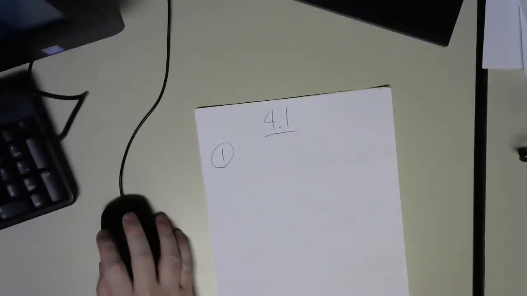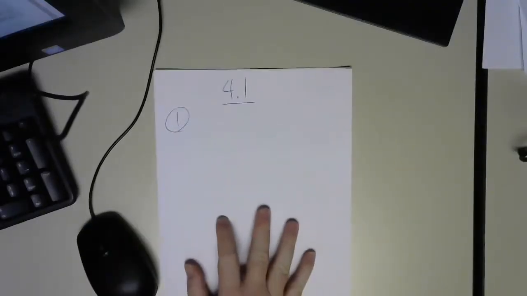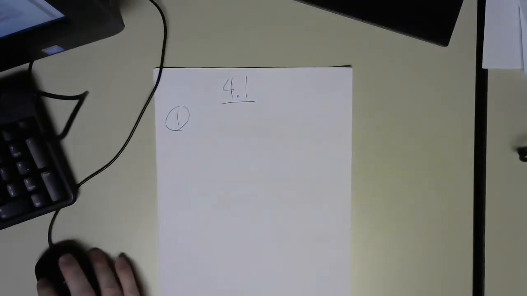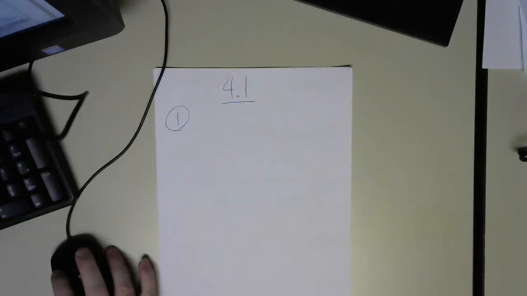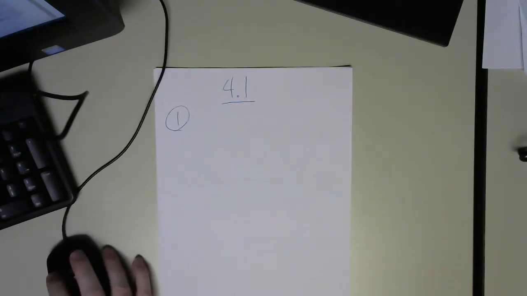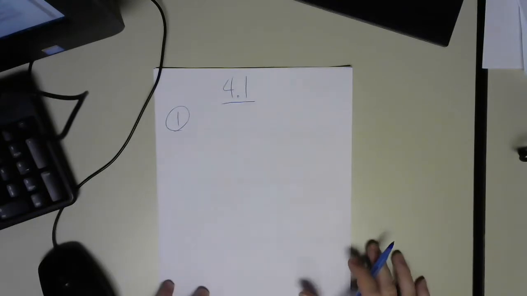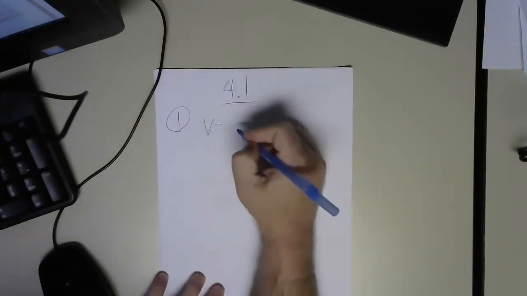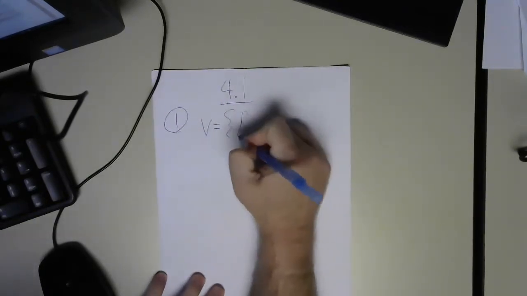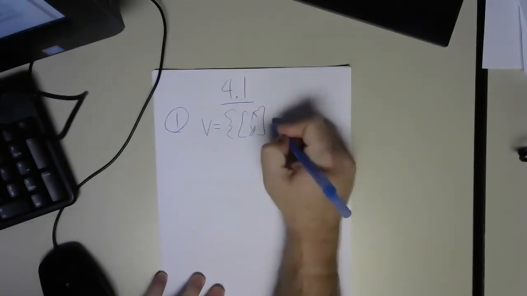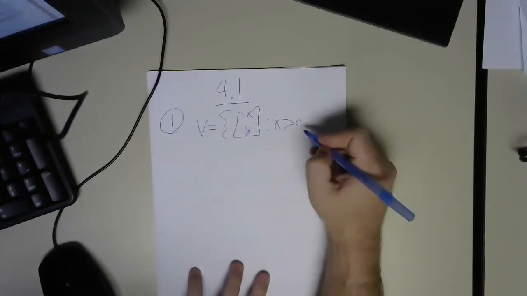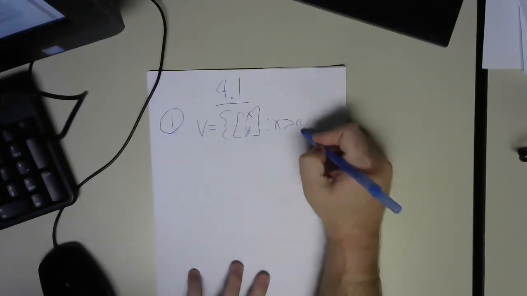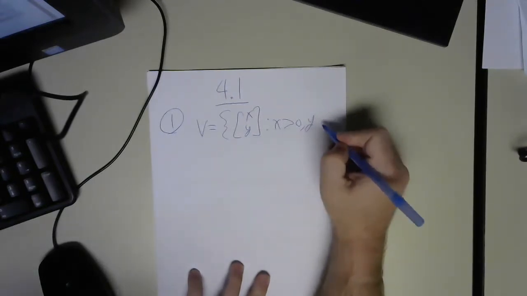Number 1 from section 4.1. This section has got a lot of important stuff in it, even though the problems are actually pretty easy. But let's take a look at number 1. It says, let V be the set of vectors shown below. So it sounds like it's the set of 2x1 vectors, but the x-coordinate's got to be positive, the y-coordinate's got to be negative.